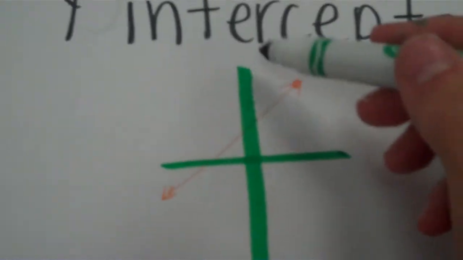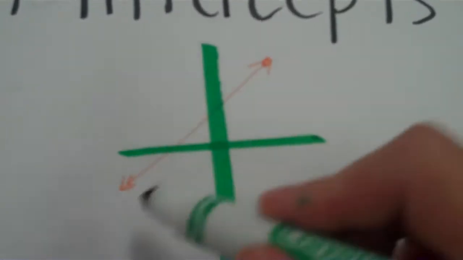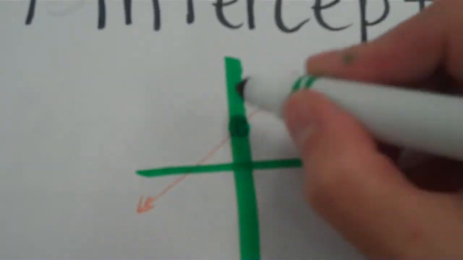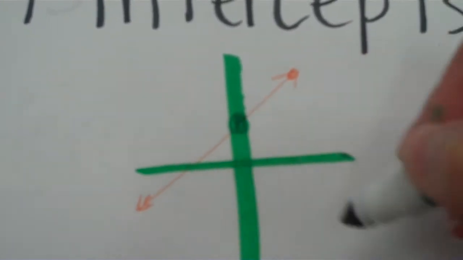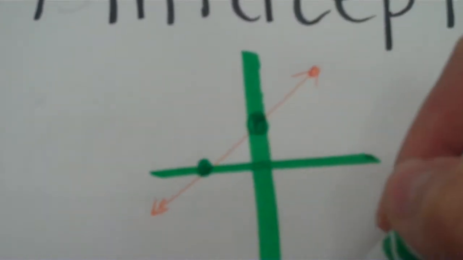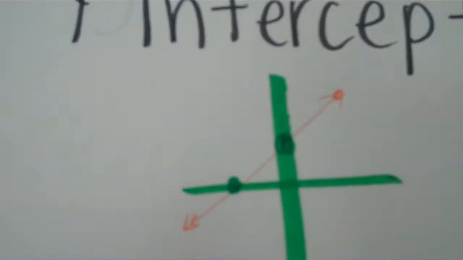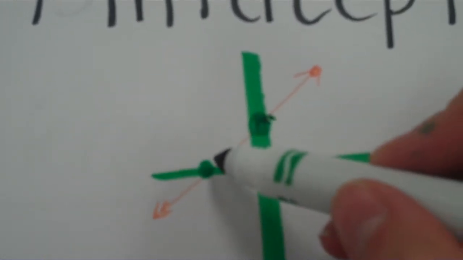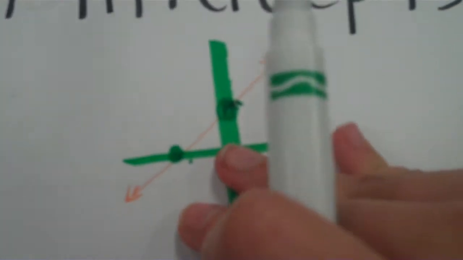Okay, so real quick, here's a graph, and here the orange line is the line. We've talked about how this is the Y intercept because that's where the line crosses the Y axis. So therefore, this right here is the X intercept because that's where the line crosses the X axis. So y-intercept's on the y-axis, x-intercept is on the x-axis.